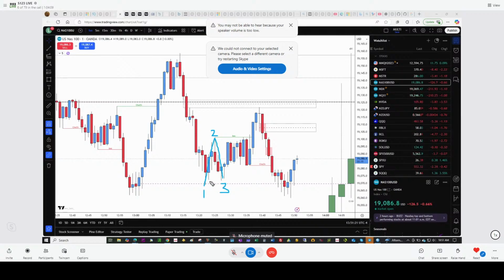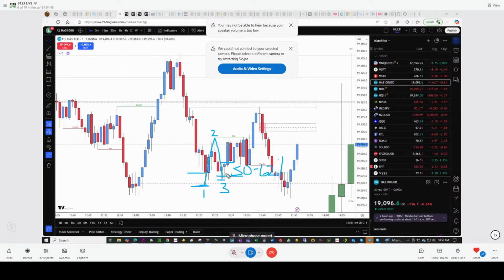The rules are very simple. Number 3 point cannot break number 1 point. That's as simple as the rules are for this. Number 2 point, the retrace to number 3 is usually in about a 50 to 62% retrace. That's what we're always kind of looking for, 50 to 62% retrace. And we prefer to have a sweep on this side of previous lows.